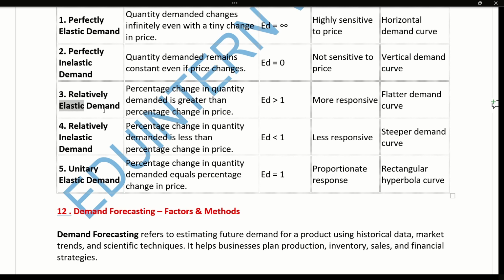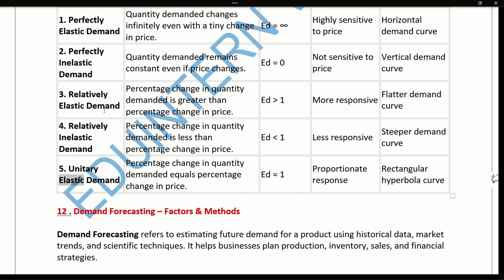3. Relatively elastic demand. Percentage change in quantity demanded is greater than percentage change in price. ED greater than 1. More responsive. Flatter demand curve. 4. Relatively inelastic demand. Percentage change in quantity demanded is less than percentage change in price. ED less than 1. Less responsive. Steeper demand curve.